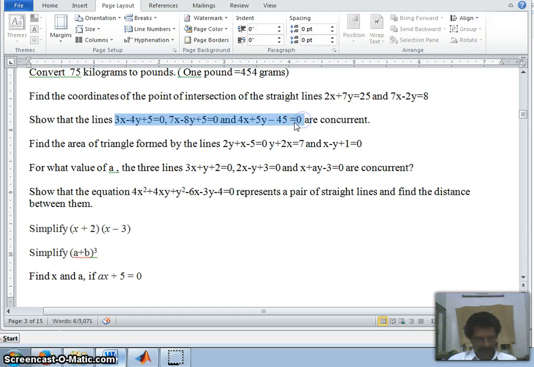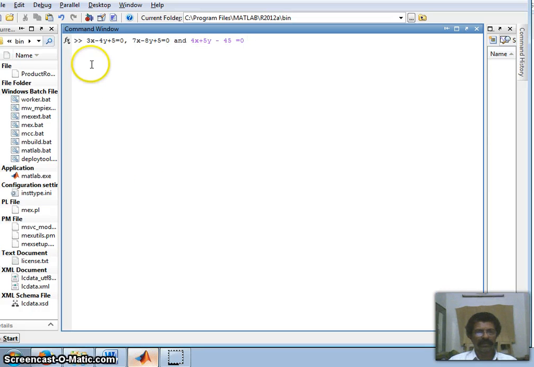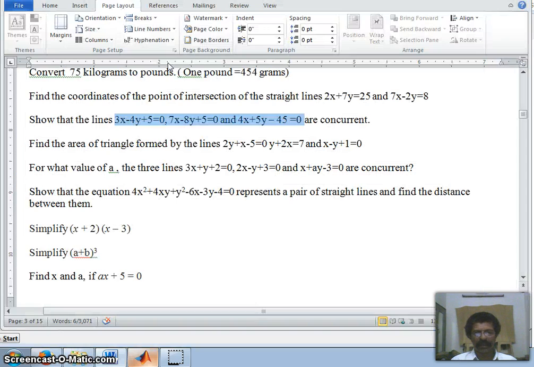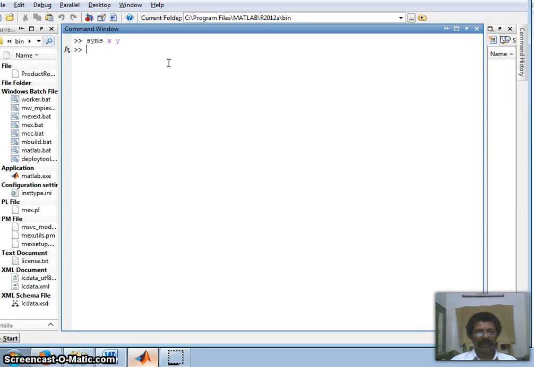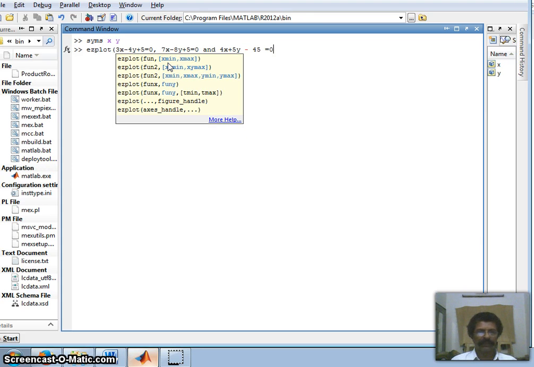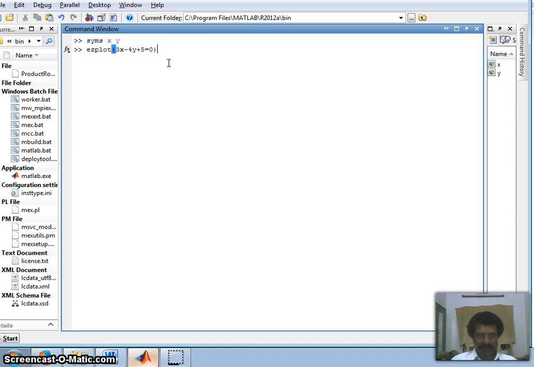Just to avoid typing time, I just copy and paste it here. So I take this one. First I declare symbolic variables x, y, and what are the other symbols? x and y only, right? Then I plot. The first equation is 3 multiplied by x minus 4 multiplied by y plus 5. Equal to 0 is not required.